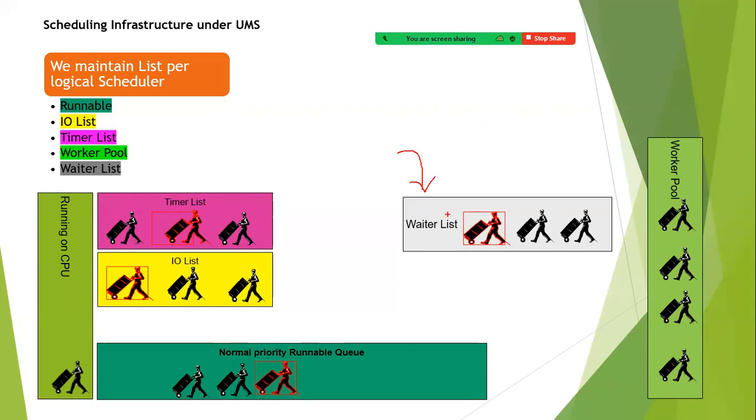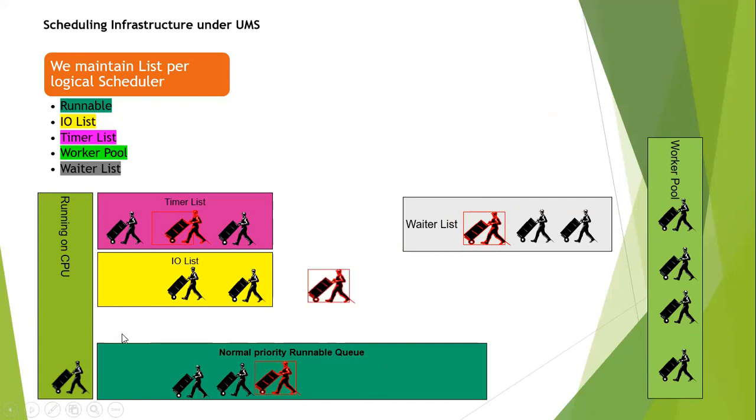Now let's say some other thread is waiting on some resources, for example some lock. It got the resource, right? If it gets the resource, then it has to execute on the CPU. How does this execution happen? It will not directly go and execute on the CPU. It has to be placed in the runnable queue. Let's see.